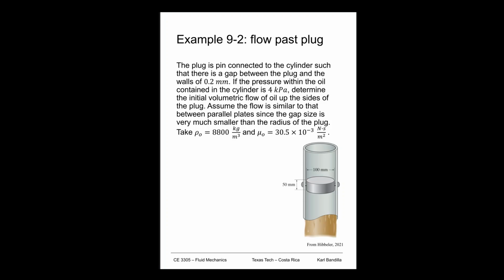This is example 9-2, flow past a plug. So we have some kind of a pipe here, and that pipe has this plug inserted into it, and it's held by a couple pins. The distance between the pipe and the plug is given as 0.2 millimeters, so it's not very big. And we're now asked how much flow is going past the plug.